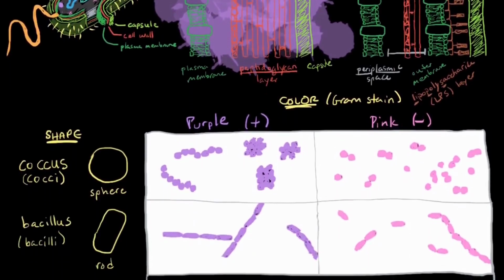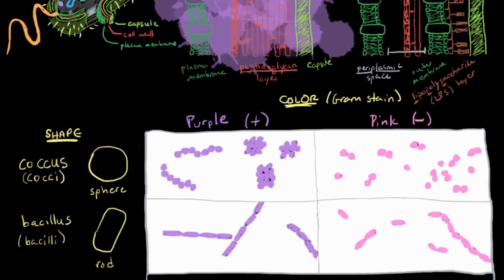And now we should have a good understanding of one of the main ways to tell bacteria apart, both their shapes and colors. And you should also understand where those colors come from: their cell wall structure.